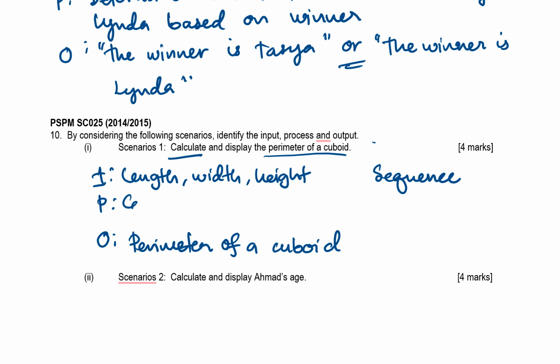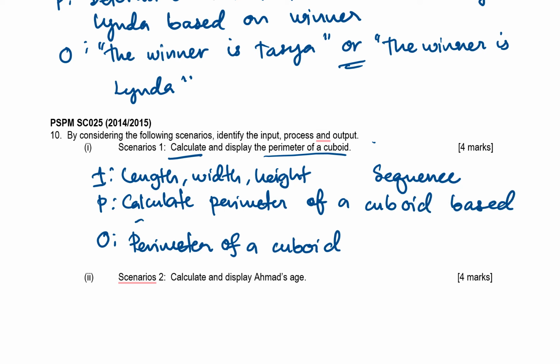And then how about the process? What are you going to calculate? Calculate perimeter of a cuboid based on what? What is your input? Based on length, comma, width, and you can use n here, height. Okay, next.